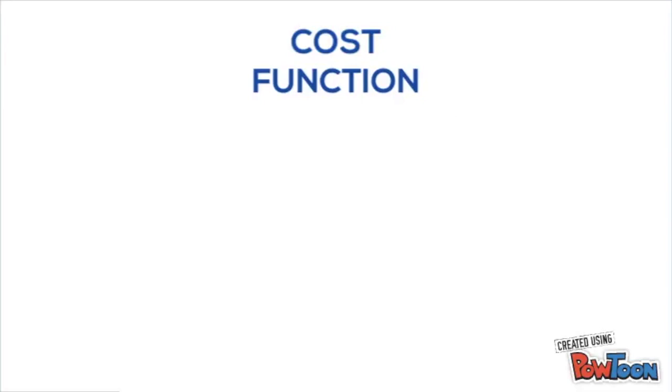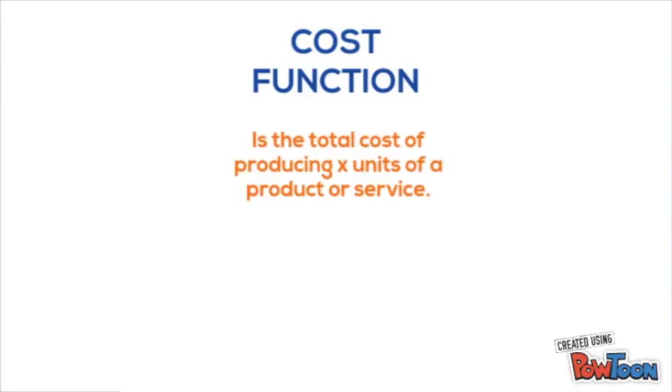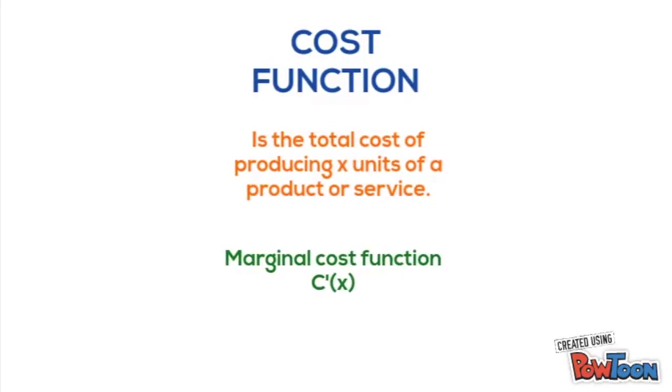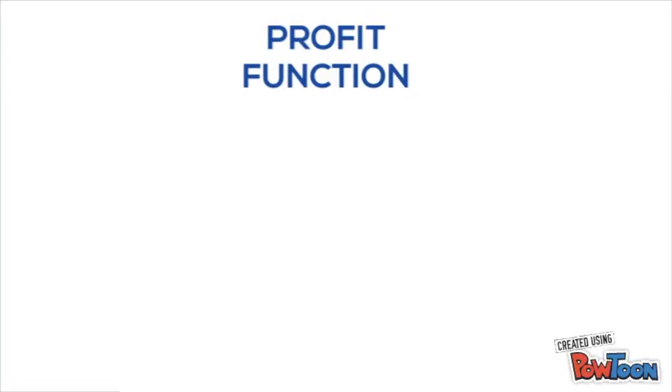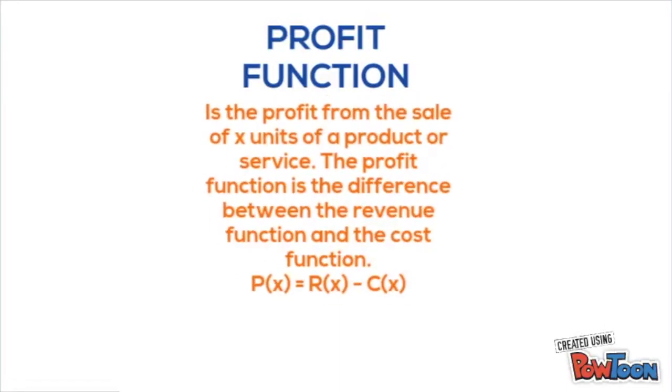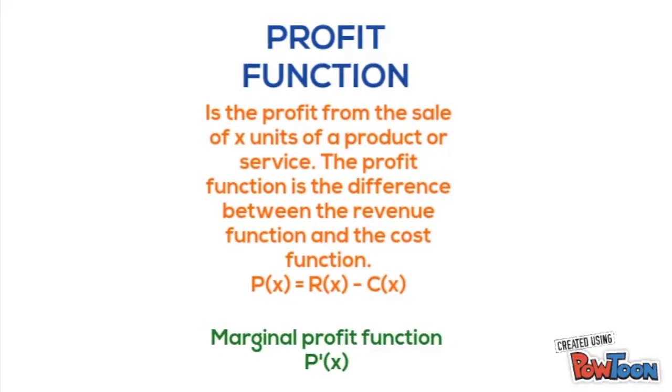Cost function. The cost function is the total cost of producing x units of a product or service. The derivative of the cost function will give you the marginal cost function. The profit function is the profit from the sale of x units of a product or service. The profit function is the difference between the revenue function and the cost function. The derivative of the profit function will give you the marginal profit function.